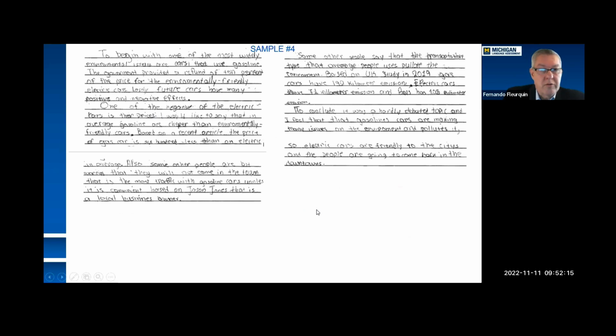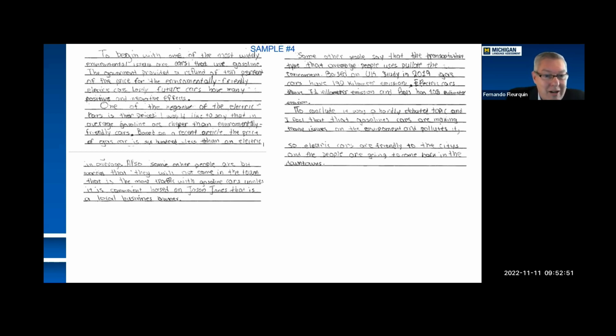To begin with, one of the most widely environmental issues are cars that use gasoline. The government provided a refund of 10% of the price for the environmentally friendly electric cars. Lastly, future cars have many positive and negative effects. One of the negative of the electric cars is their prices. I would like to say that in the average gasoline are cheaper than environmentally friendly cars. Based on a recent article, the price of gas car is $600 less than an electric in average.